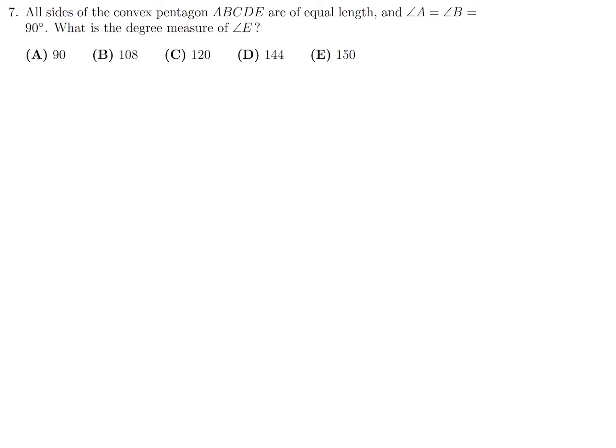All the sides of a convex pentagon ABCDE are of equal length, and angle A is equal to 90. What is the degree measure of angle E? So let's draw a pentagon that is convex with equal lengths for all the sides. So approximately something like this. So all the sides have equal lengths.